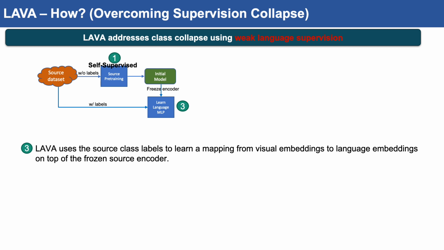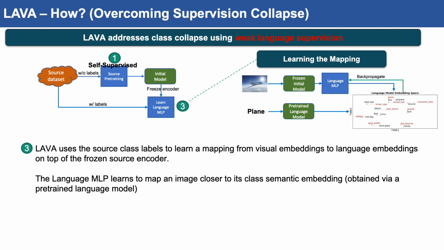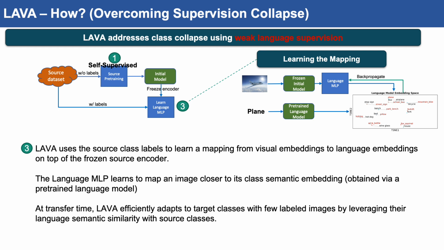LAVA's second ingredient is using weak language supervision to enable low-shot transfer and avoid class collapse. After training the source model, LAVA learns a language mapping between visual image representations and the class label embeddings obtained via a pre-trained language model. At transfer time, this shared vision language space enables efficient adaptation to target classes by exploiting their semantic similarity to source classes.